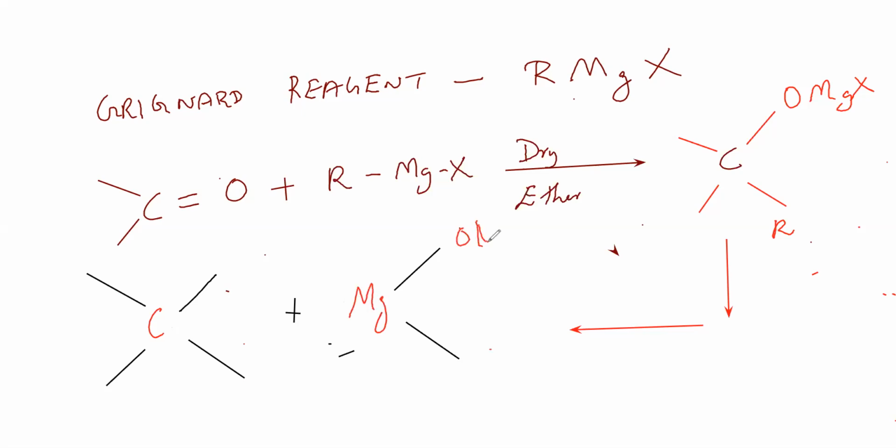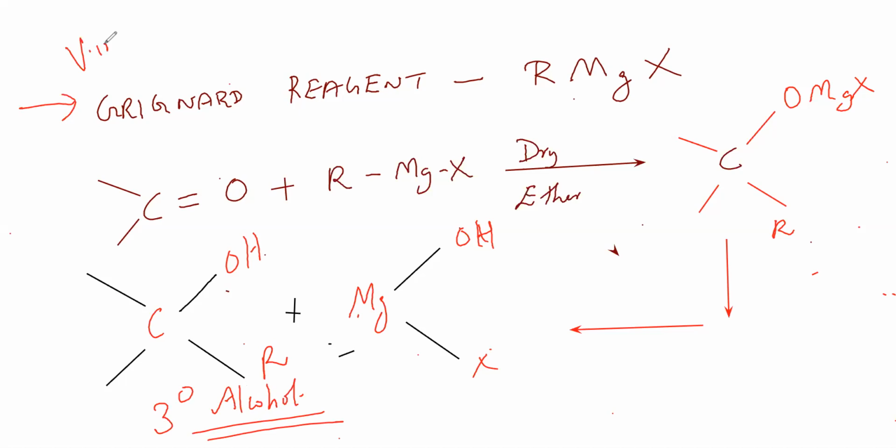So this MgOHX is not that important. What is important is this one, COH and R. So we are getting a tertiary alcohol. The main important thing is preparation of alcohol by using Grignard reagent. Very important. Very, very important for us.